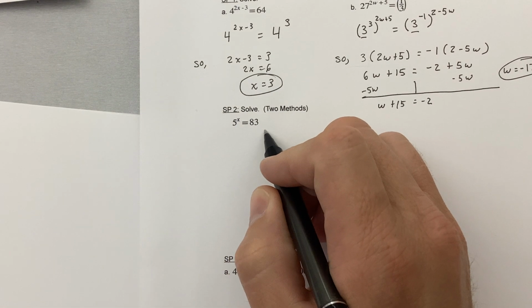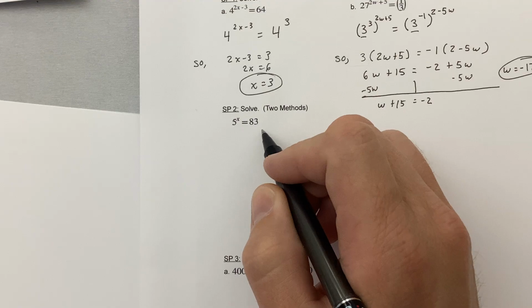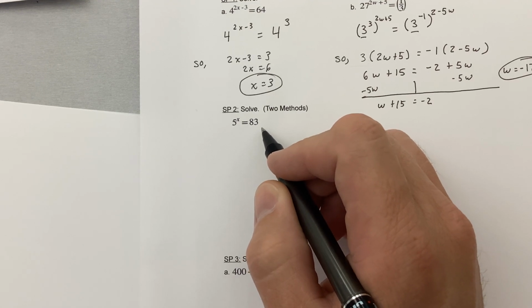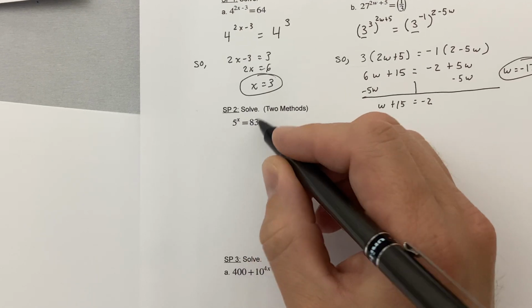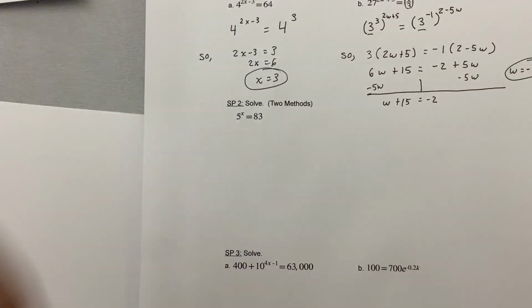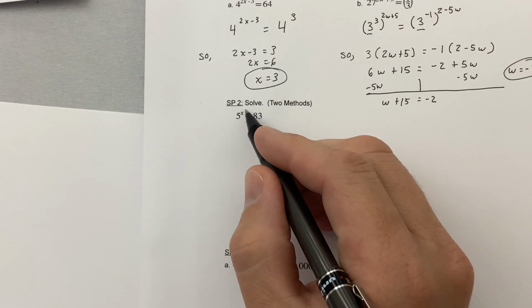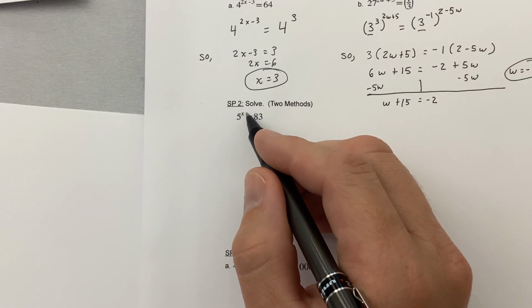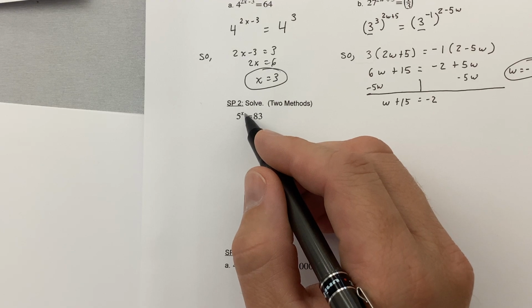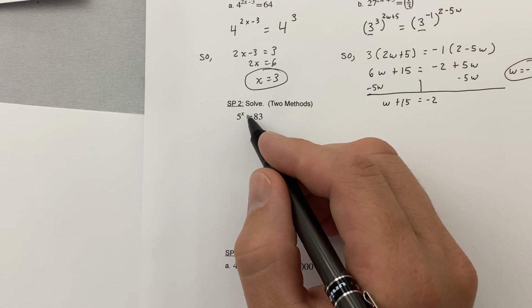5 to the x is equal to 83. 83 is not a good number. You know, it's not like 25 or 125. So this scheme that we were doing before is not going to work for us. We need to come up with an alternative method to solving for the variable when it's in the exponent. And we really don't have a lot of options, right?